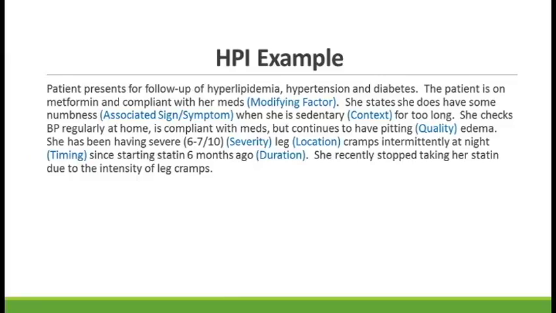She checks her blood pressure regularly at home and is compliant with her hypertension medication, but is continuing to have pitting edema. She also has been having some severe leg cramps, which she rates as 6 to 7 out of 10, and they occur intermittently at night. The cramps started when she went on a statin 6 months ago, and she recently stopped taking her statin due to the intensity of the leg cramps. In this example, we actually were able to obtain all 8 of the HPI elements, and I have listed the HPI element in blue right behind the terminology that would support that element.